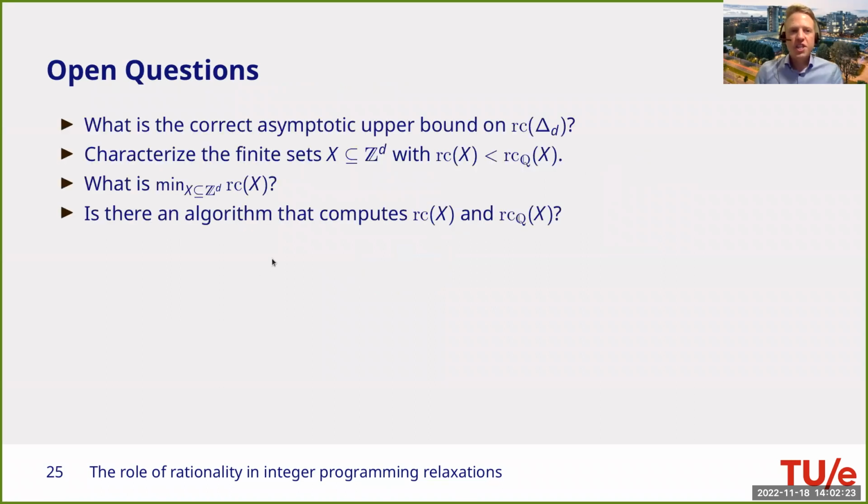I know this was a pretty technical presentation, but I hope that I could give you some impression of the tools that we use to prove our asymptotic upper bounds. And of course, this leads to some open questions. For instance, whether our upper bound is tight or whether we can improve the upper bound on the relaxation complexity of delta d. We can also ask a more general question, namely, can we characterize the finite sets X such that the relaxation complexity is actually less than the rational relaxation complexity. And in particular, we might wonder about the minimum value of the relaxation complexity that we can achieve.